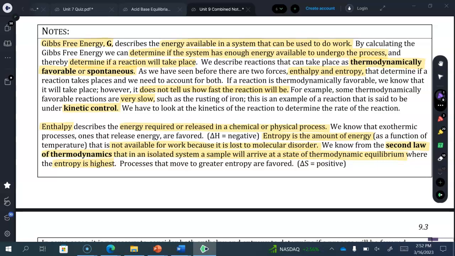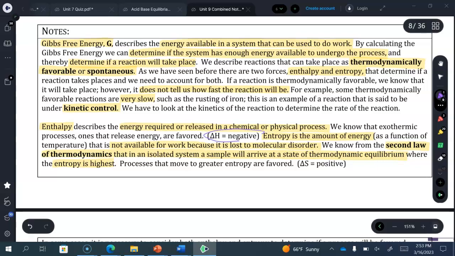So enthalpy describes the energy required or released in a chemical or physical process. We know that exothermic processes, ones that release energy, are favorable, where delta H is negative. Entropy is the amount of energy as a function of temperature that is not available for work because it is lost in molecular disorder. We know from the second law of thermodynamics that in an isolated system, a sample will arrive at a state of thermodynamic equilibrium where entropy is highest. Processes that move towards greater entropy are favored.